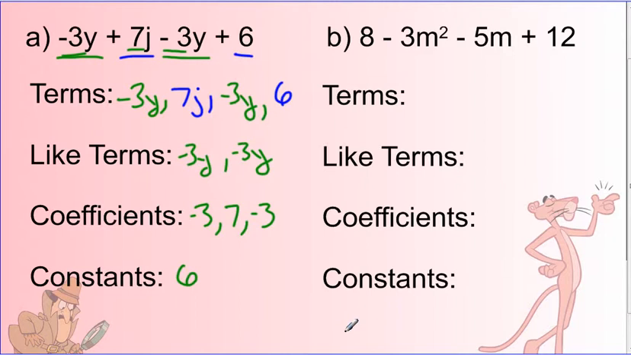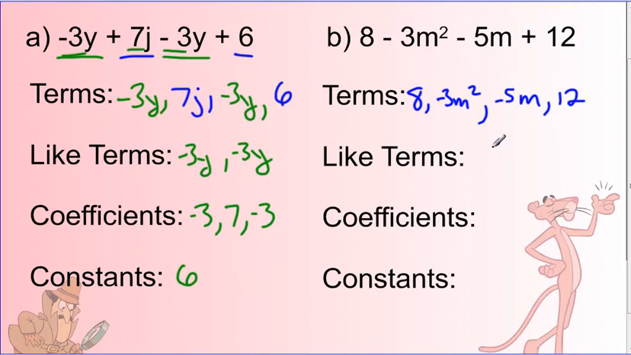Letter B. Terms. So I've got an 8. I've got a negative 3m squared. I've got a negative 5m and a positive 12. The sign in front tells you what that thing is. This is a negative 5m. This is a negative 3m squared. It is a positive 12.